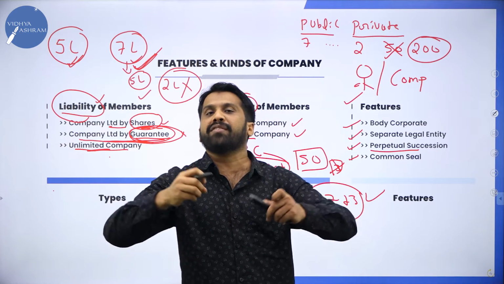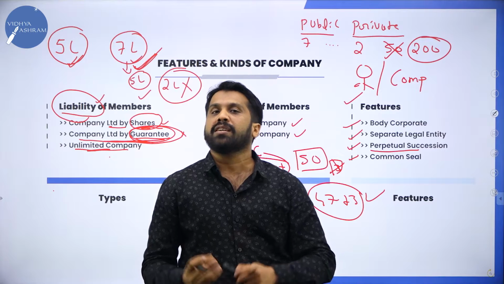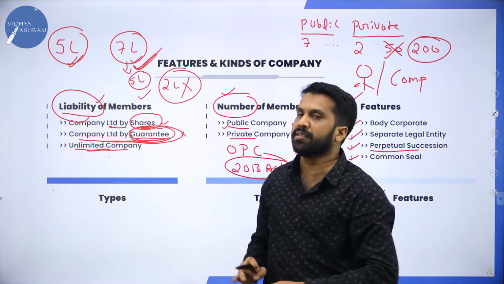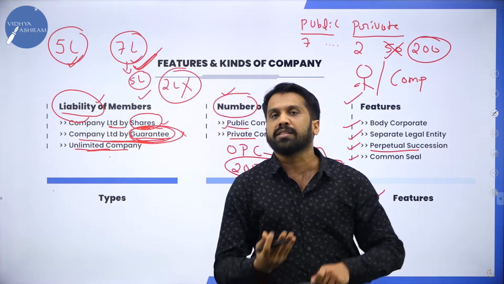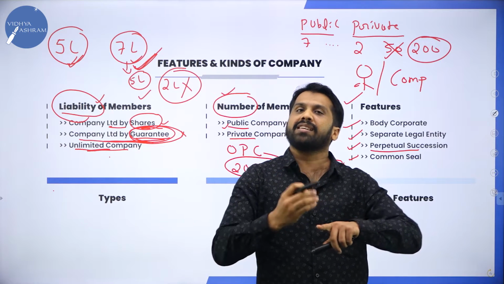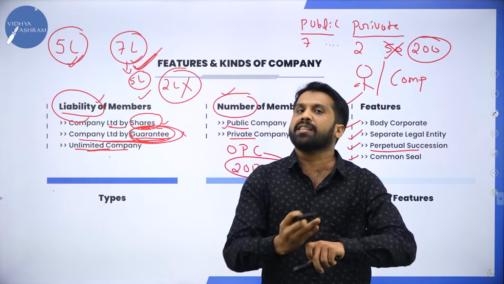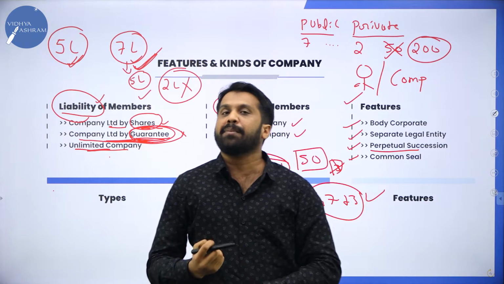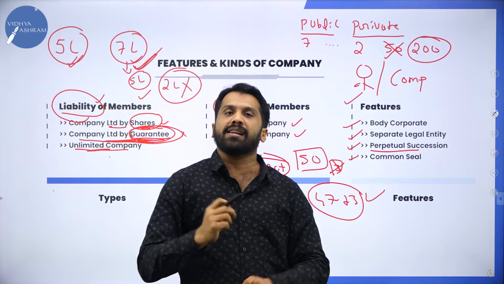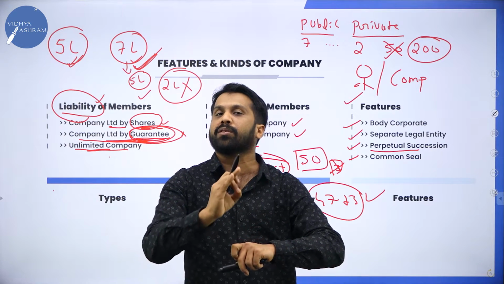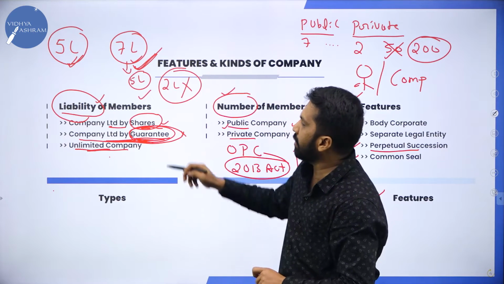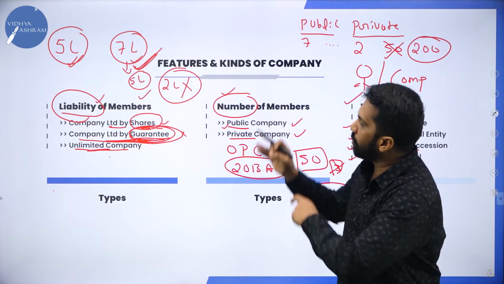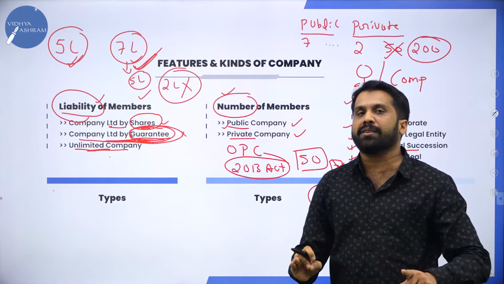Whatever profit they earn, they will not share. That will be utilized for a specific purpose. It may be for a good cause, for charity purposes, or an orphanage, or some other purpose. That is called company limited by guarantee. The members in the guarantee company are not called shareholders, they are called guarantee holders. Clear?